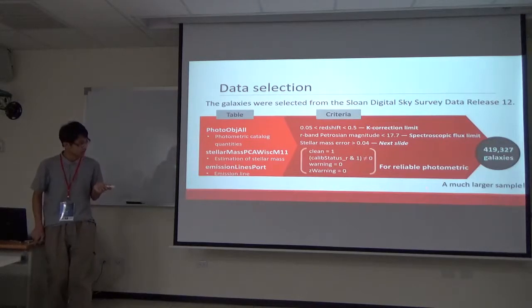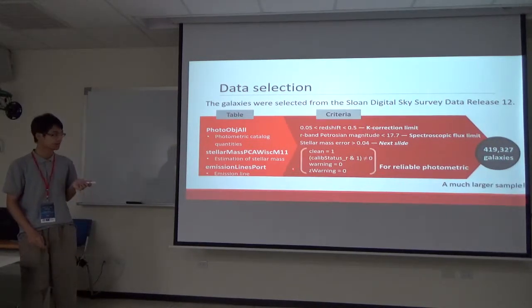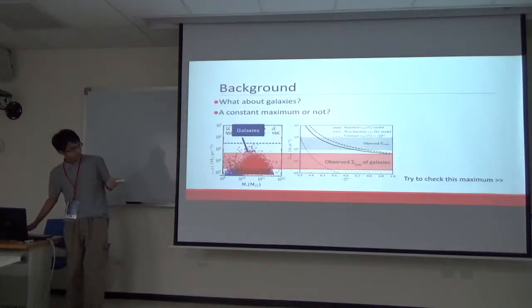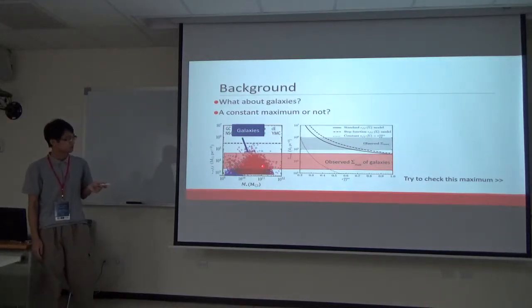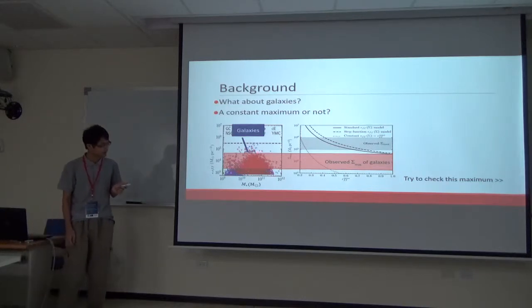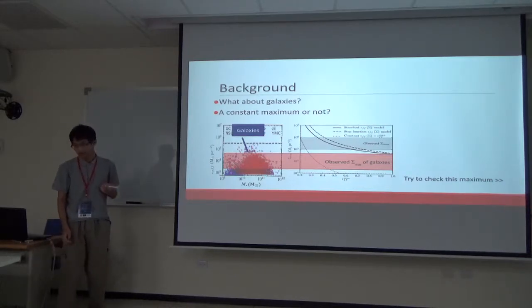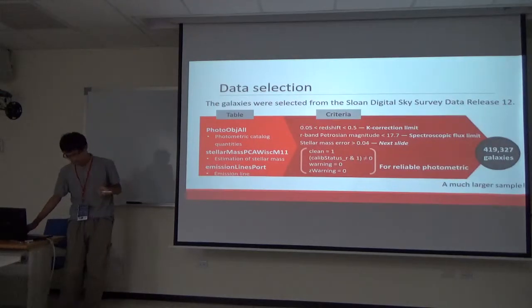This is a large sample in comparison with their catalog, because in this plot they only combined about 10,000 galaxies. Another thing is that their galaxy redshift is from 0 to 4, so it is a wide range of redshift.